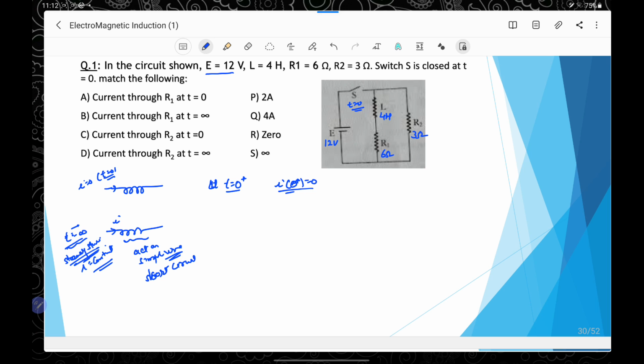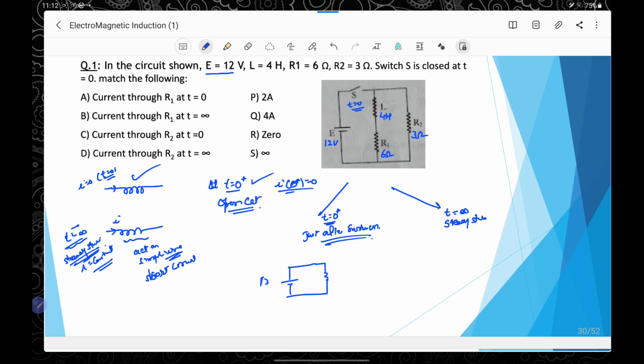Using these two facts, we can now make the two diagrams from this circuit at t equal to 0 plus and at t equal to infinity. This is a steady state, and this is just after switch on. So when the switch is on and we take the instant just after t equal to 0, in that case this inductor at t equal to 0 plus will act as an open circuit because it will not allow the current to flow, and therefore the circuit will become like this.